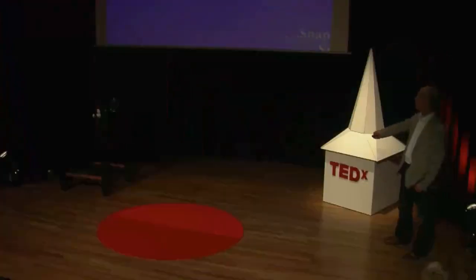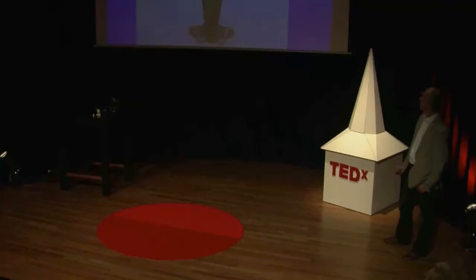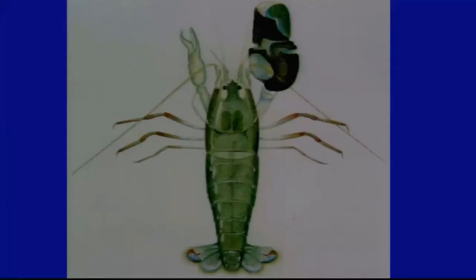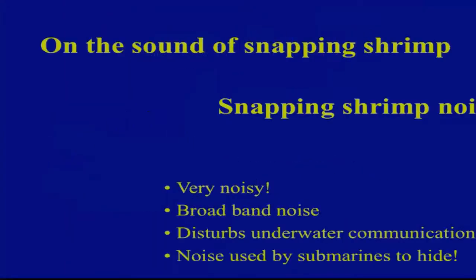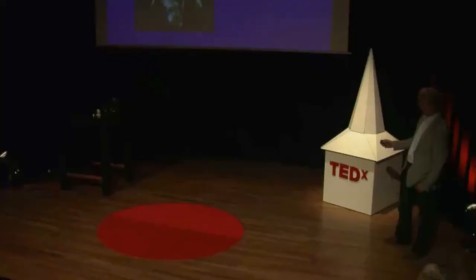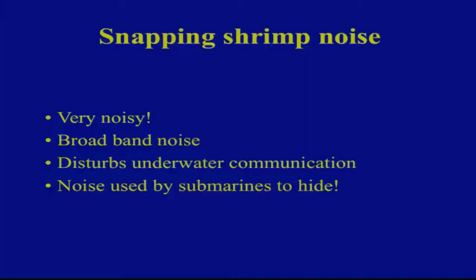This is an example for bubbles and cavitation in zoology. So here you see the animal, and it's about 5 centimeters large, and there's this huge claw here on one side, and it's very noisy. So the noise, in fact, is so violent that it disturbs underwater communication. This animal is not very popular with the military.